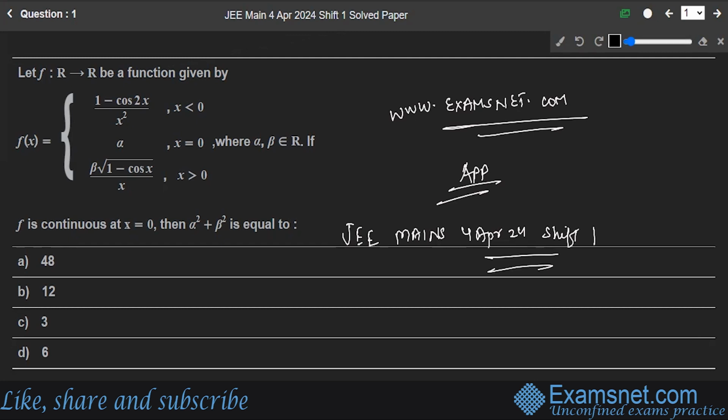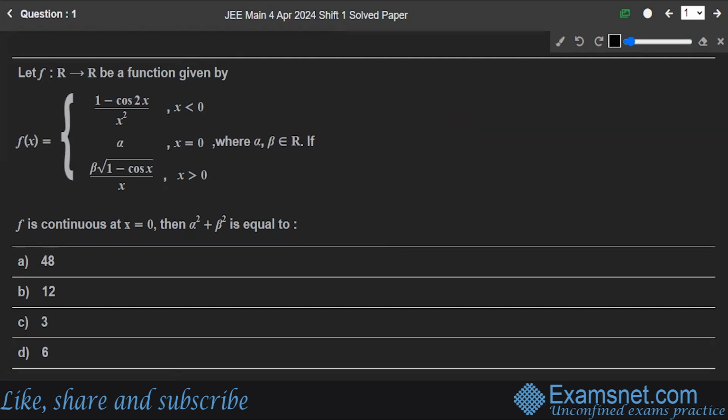Let's start. It says if f is a function from real numbers to real numbers, given by this when x is less than 0, by alpha when x is equal to 0, and by this function when x is greater than 0, where alpha and beta belong to the real numbers. Now, it says if f is continuous at x is equal to 0, you have to find out the value of alpha square plus beta square.